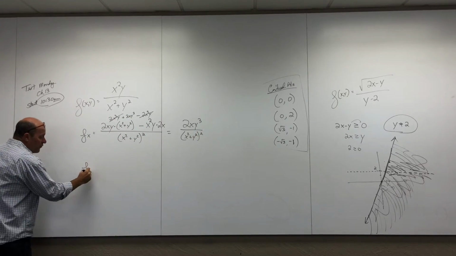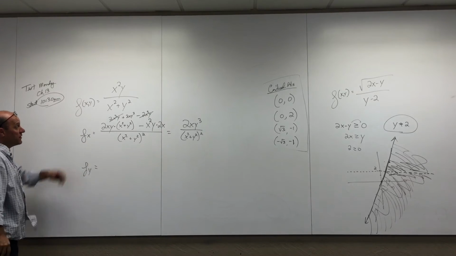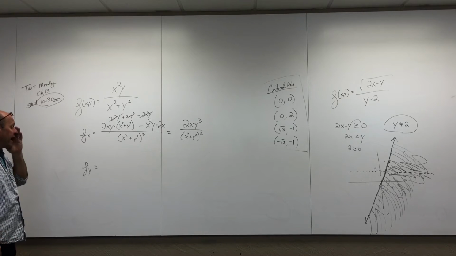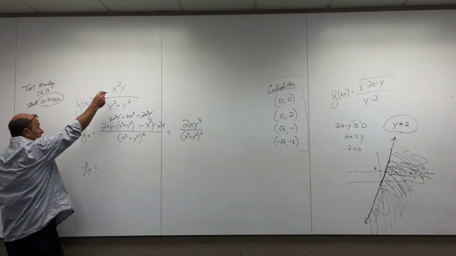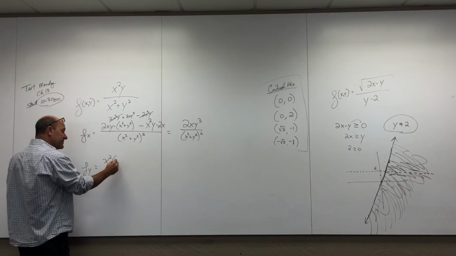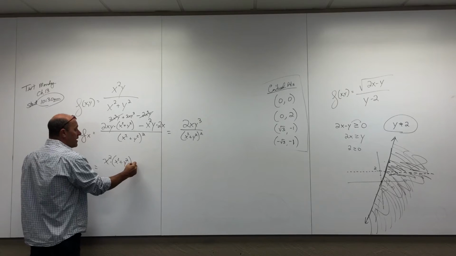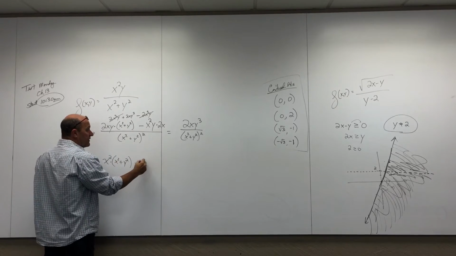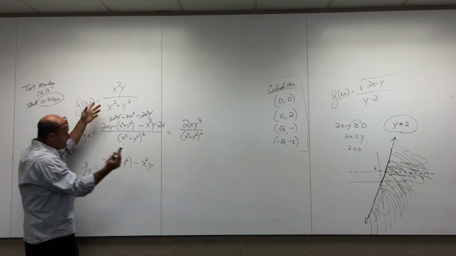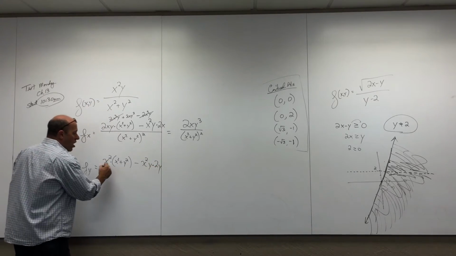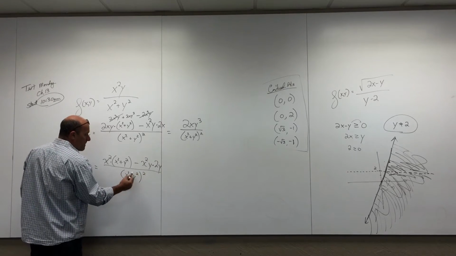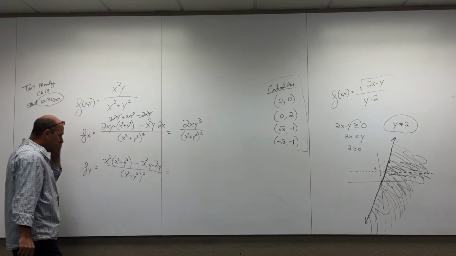What's the fy? Similar, but different. Let's try it. The derivative of the numerator with respect to y is x squared, times the denominator, minus the numerator times the derivative of the denominator with respect to y, all over the denominator squared. So there you go. This one doesn't simplify as much.